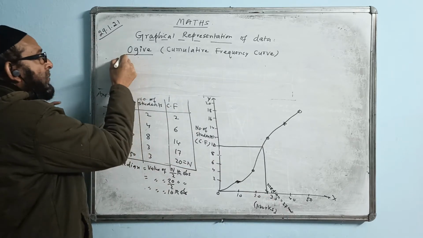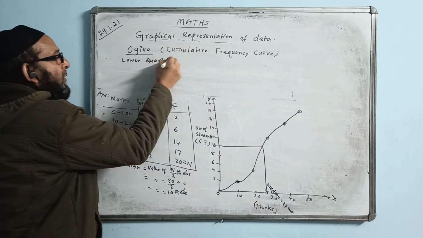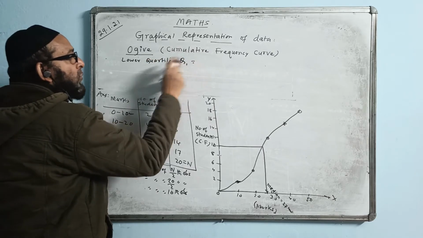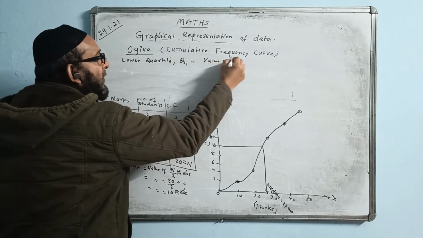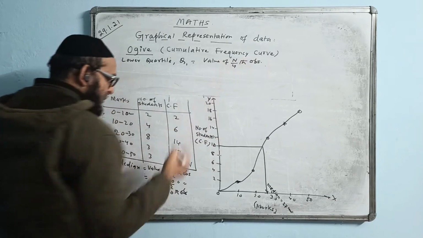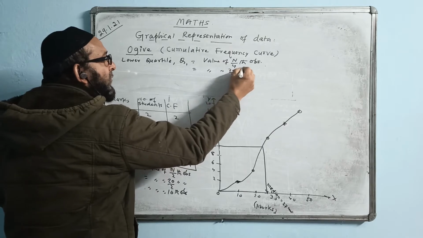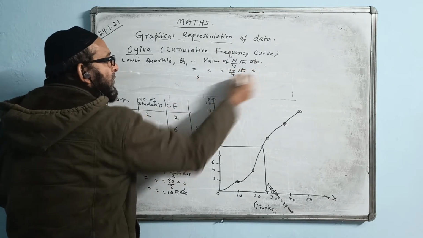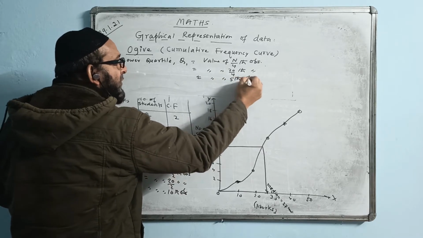Lower quartile, they are saying. Suppose the lower quartile is denoted by Q1; quarter means a quarter part. We write here the value of n by fourth observation. The value of n is 20, so 20 by 4, that means the answer will come as fifth.